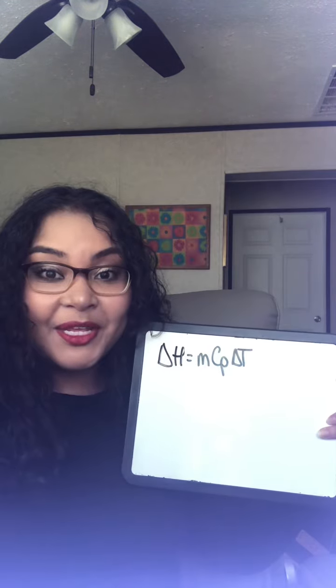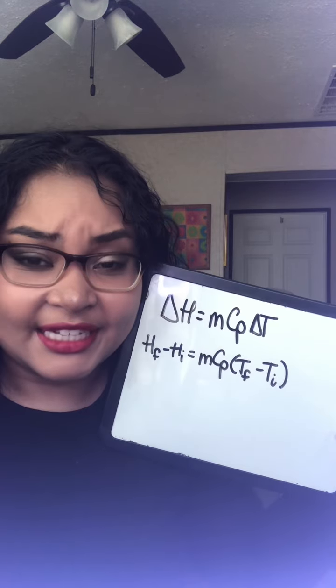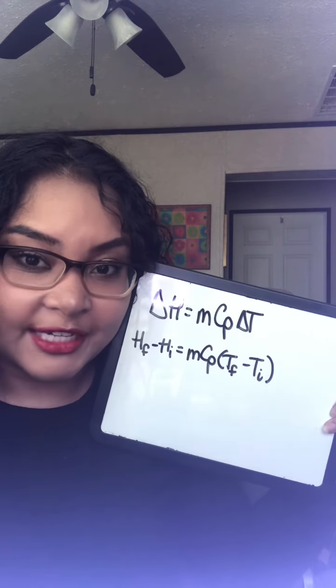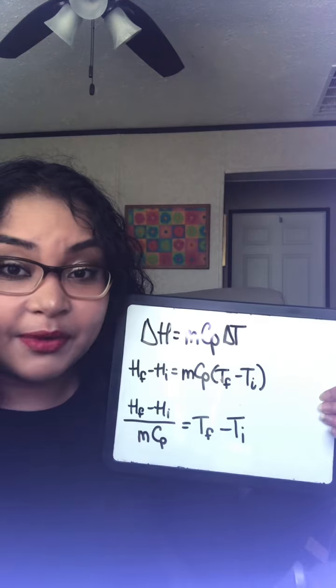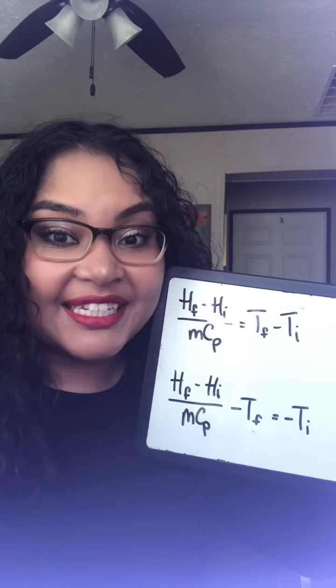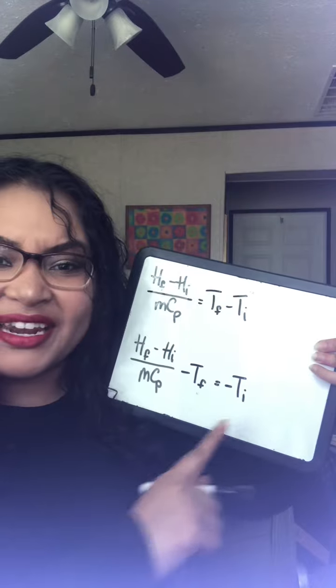First things first, write down the equation. Whenever I'm tired and caffeinated, that delta sign's gonna throw me off, so I like to expand the deltas right away. Hey, point slope form, fancy bumping into you here. I'm first going to divide both sides by MCP, then subtracting T final from both sides. But that leaves you with a negative Ti. So now we've got to divide both sides by -1.